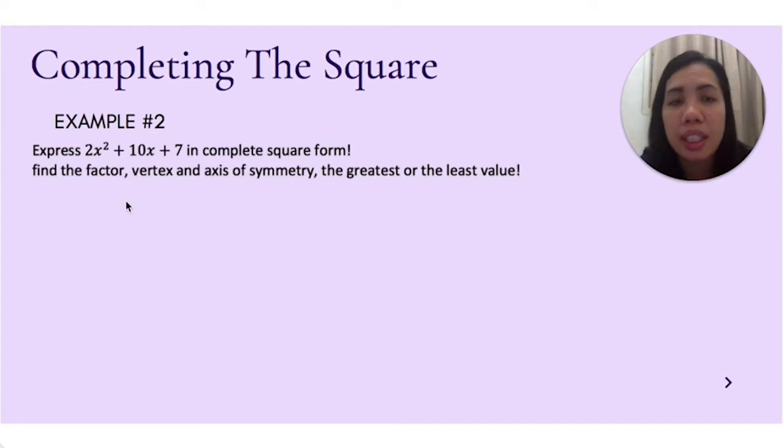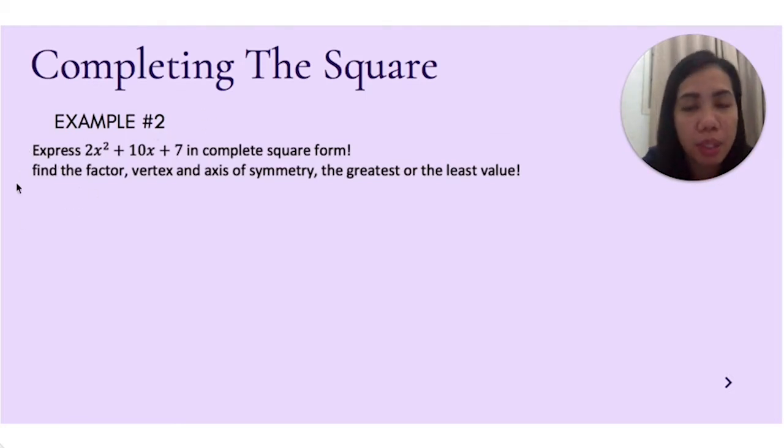Okay, now this is the question for example 2: express 2x squared plus 10x plus 7 in completed square form, and then find the factor, vertex, axis of symmetry, and the greatest and the least value. Okay, first things first, we have to write this expression into an equation by making it equal to 0. So 2x squared plus 10x plus 7 equals 0.